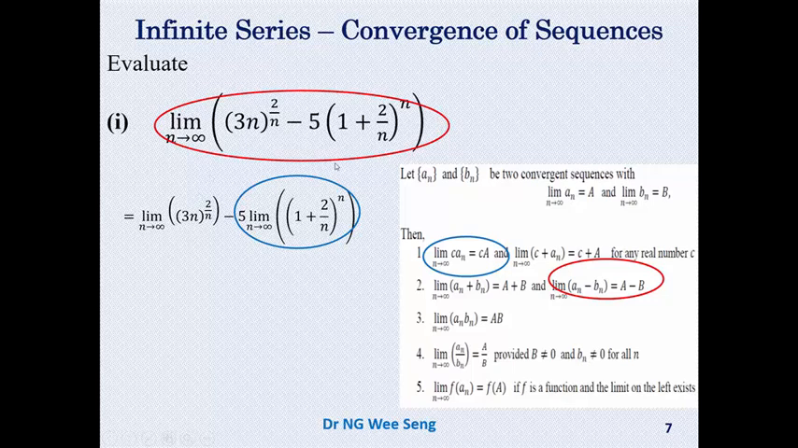Inspecting the sequence, we immediately know this is a difference of 2 sequences. So we apply law number 2 to split this up into the difference of 2 limits. We also apply law number 1, taking out the number 5 from the second sequence. So here little c is 5.